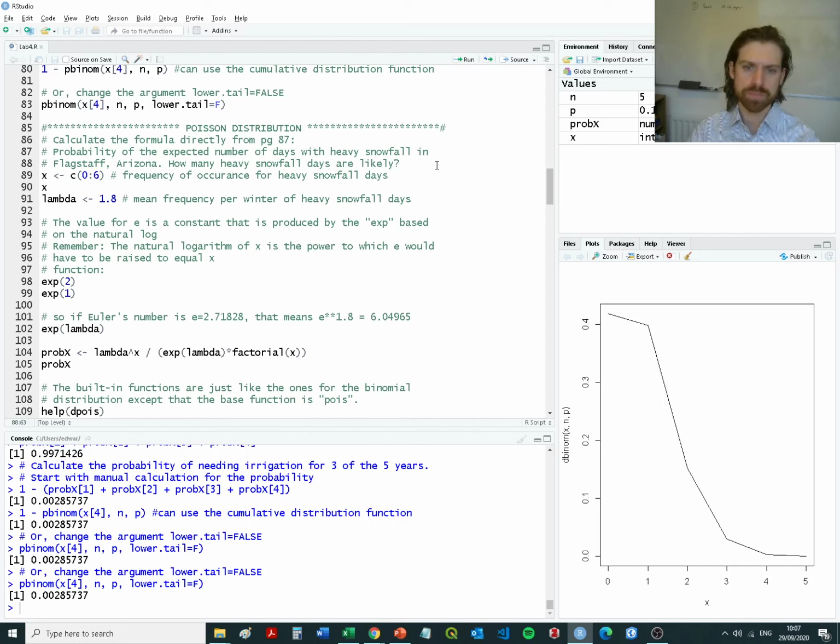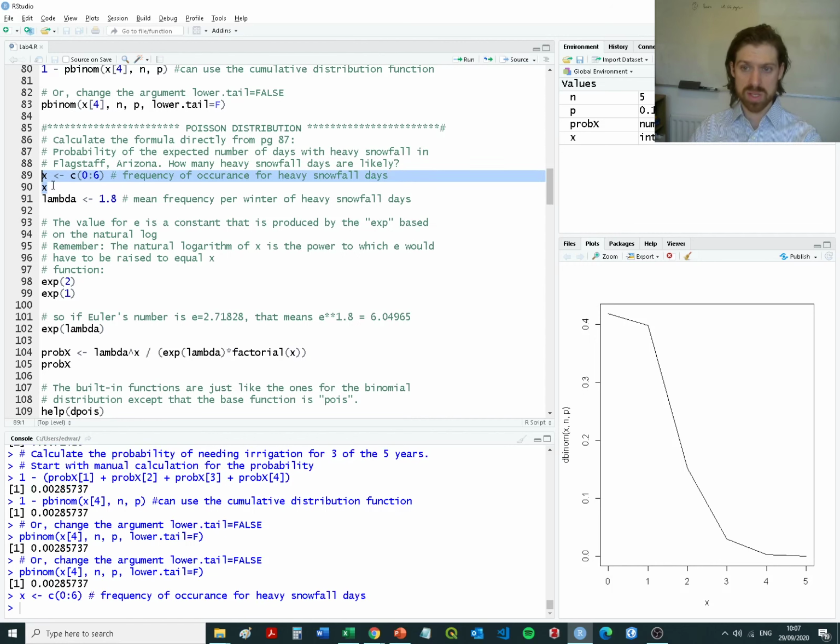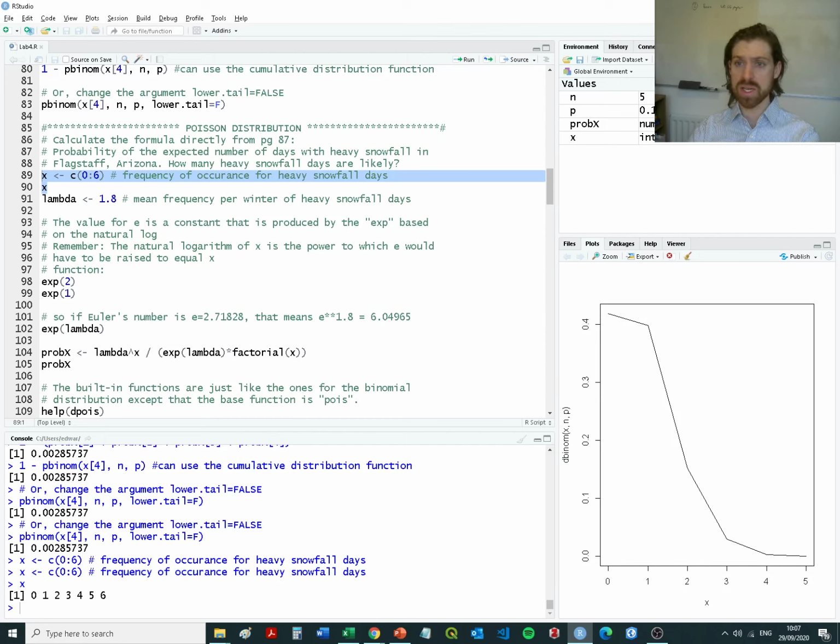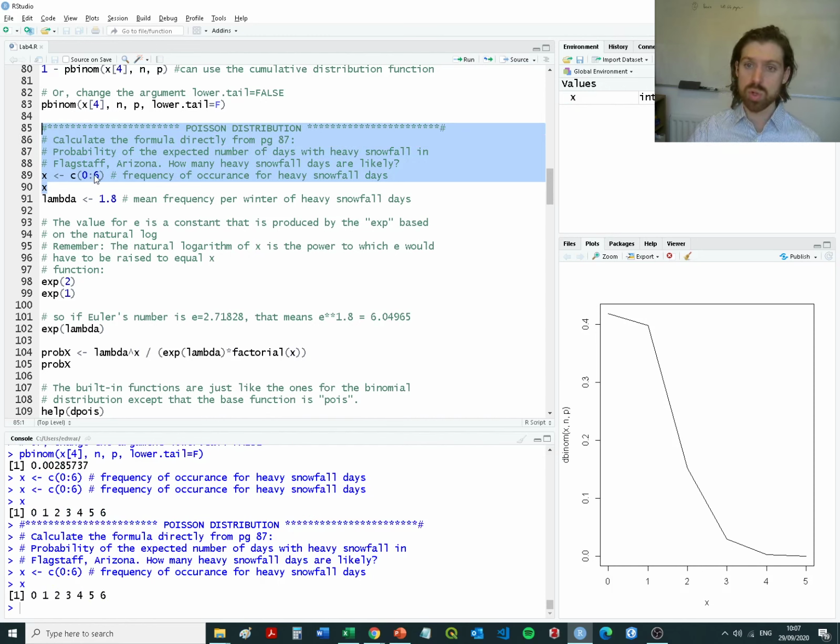We're able to use this as an example to understand the number of heavy snowfall days. So we're going to explore whether there are between 0 and 6 heavy snowfall days per year. That's what x represents. Let me just clear the global workspace here. So there we go, we have between 0 all the way up to 6. I've printed x down here so you can see that we've got a vector of 7 values starting at 0.